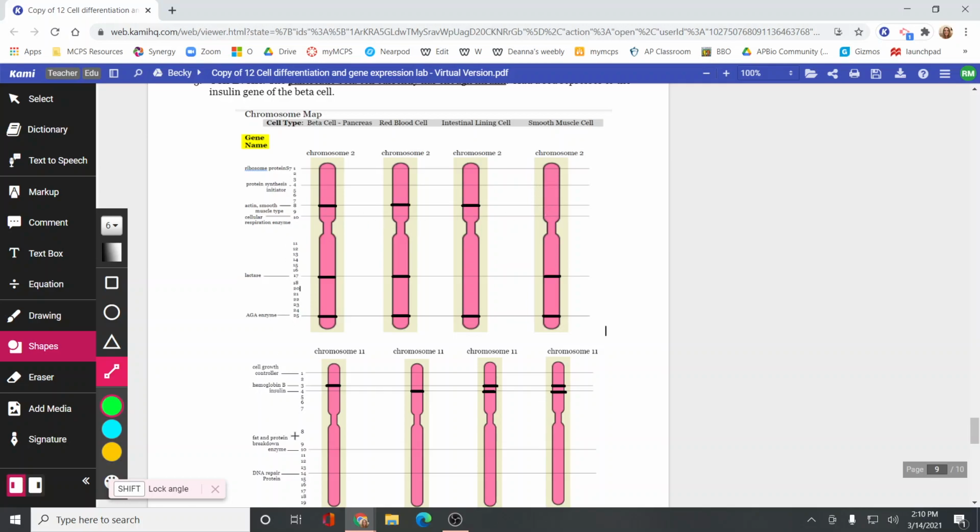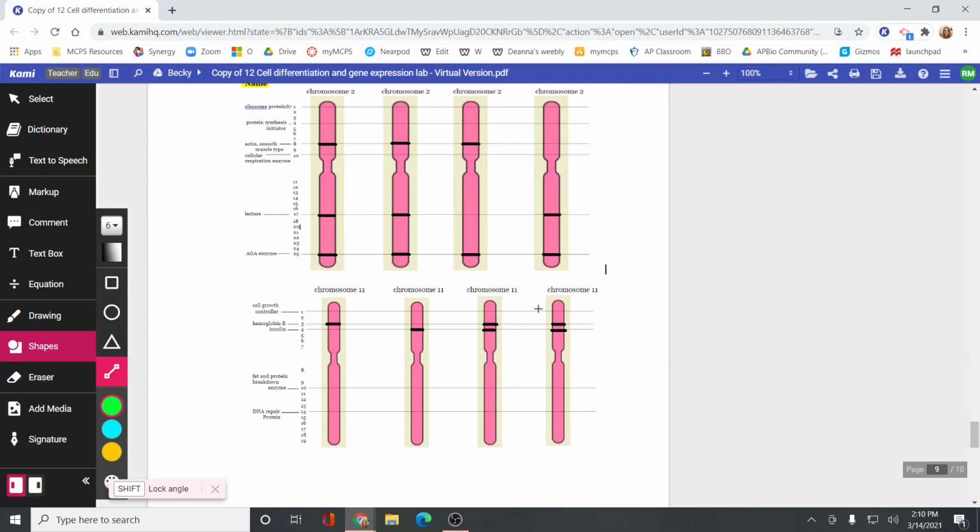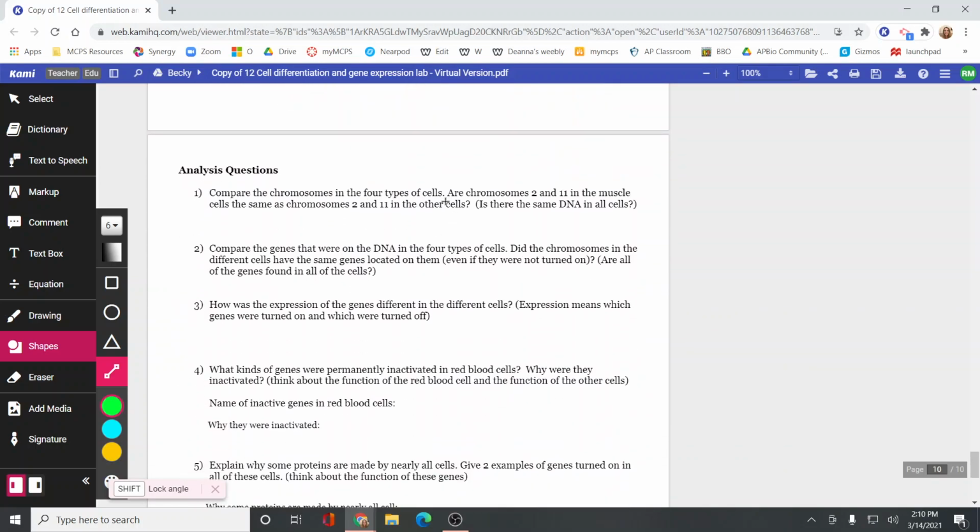And the next question is going to be, do they all have the same genes? We're not asking whether they're turned on or off. Do they all have chromosome 2? Do they all have chromosome 11? Do they all have the same genes? So question 1 asks you, do they all have the same chromosomes? Question 2 asks you, do they all have the same genes?